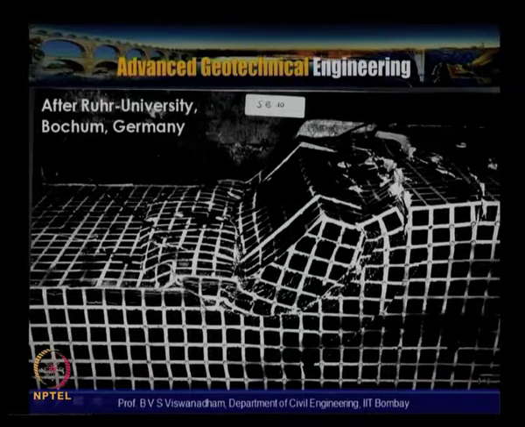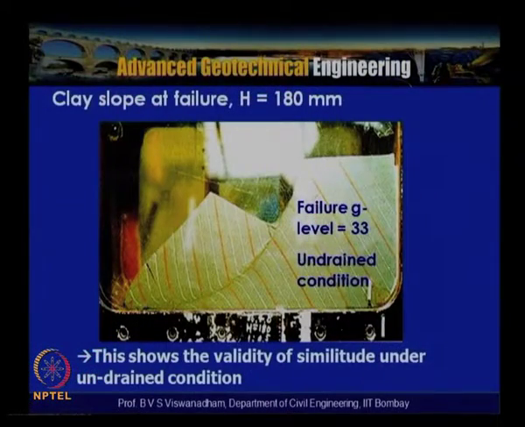So you can see the classical slip circle failure, which is shown here from the testing done at Ruhr University Bochum, Germany. This is a typical undrained test, where the slope model height is about 18 centimeters, that is, h is 18 centimeters. What happened is that the moment the gravity level increased to 33 gravities, the slope underwent a slip circle failure, and this shows the validity of the similitude under undrained conditions.